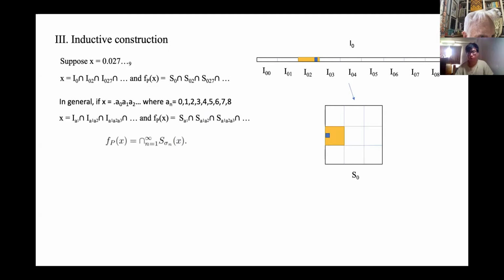Now, in the next part, in general, if x is 0.a0 a1..., where the a's are these, then x is equal to, this should be I and then sub a sub 1. So this is a double subscript. I sub a sub 1 intersect I sub a sub 1 a sub 2 intersect.